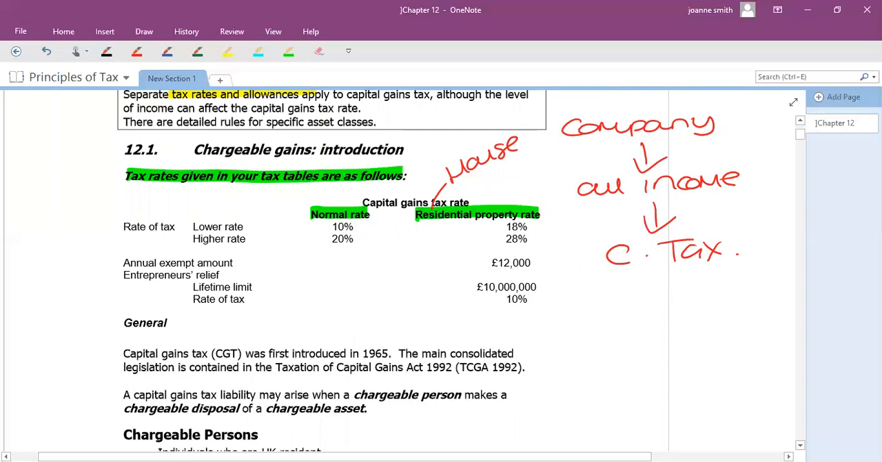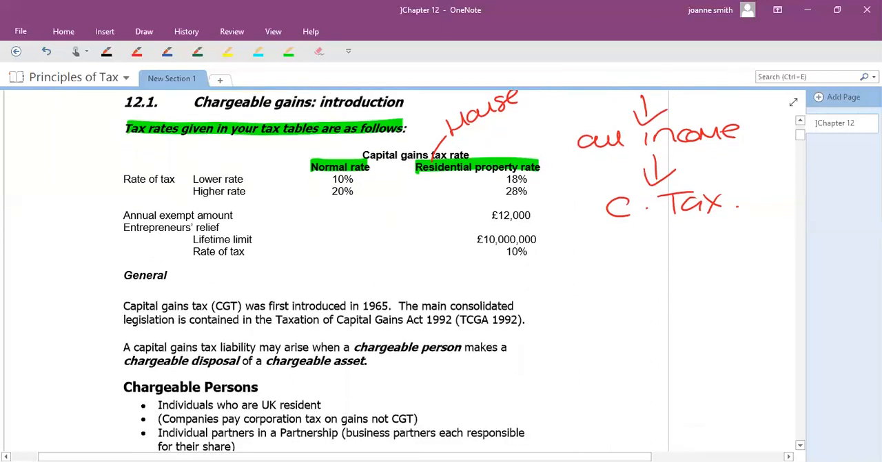And then finally, there's some information about your entrepreneur's relief. This is something we'll do in the next chapter when we look at ways of reducing our tax liability, but we'll do it in more detail. But just to mention at the moment, it is a lifetime limit of 10 million, which allows you to pay tax at the lower rate of 10%.